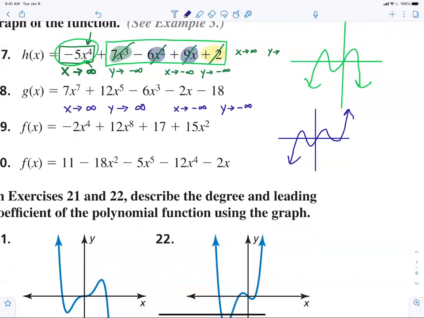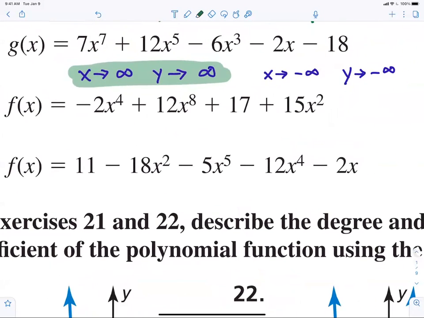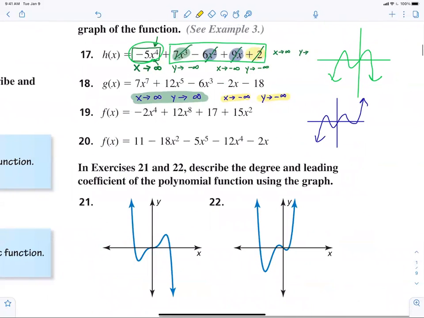Yes. Why do you do X negative infinity and Y negative infinity instead of X to infinity and Y to infinity? Look, there's 2, right? Do you see this? Yeah. As X gets big, Y gets big. As X gets small, Y gets small. Right? So in other words, as X heads in this direction, Y ends up going what?